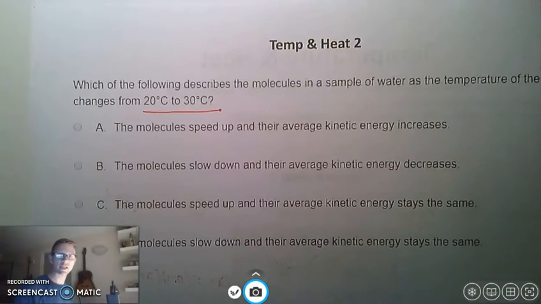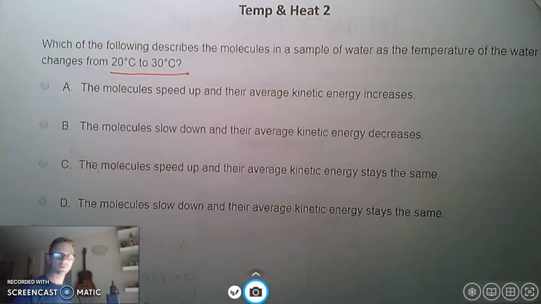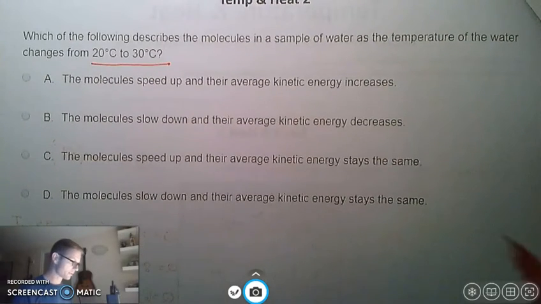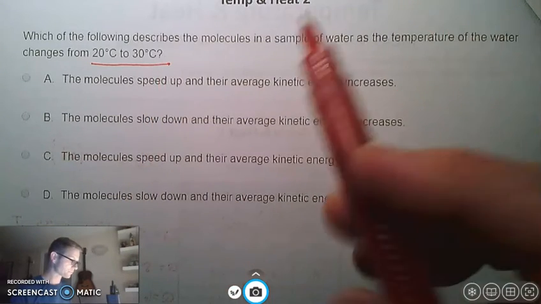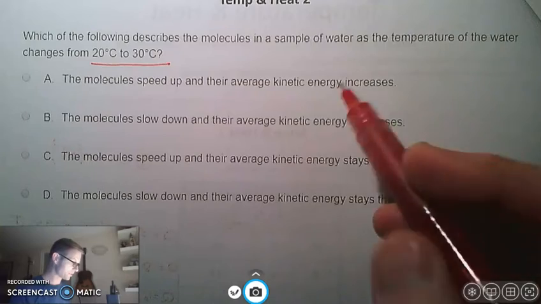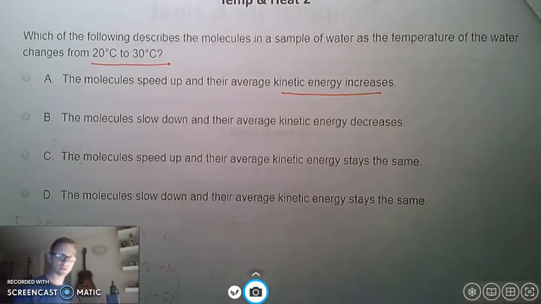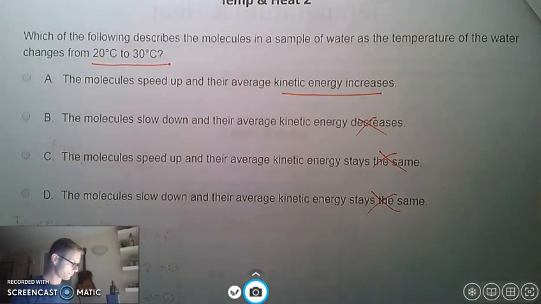Okay, so it says, simple question, I guess, water changes from 20 to 30. All right, that means more kinetic energy. Kinetic energy is not going to stay the same or decrease. Kinetic energy is going to increase. Can't decrease, can't stay the same.